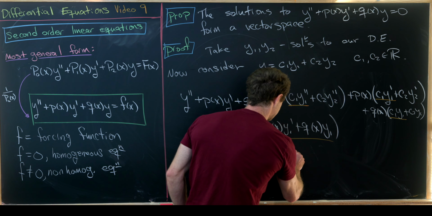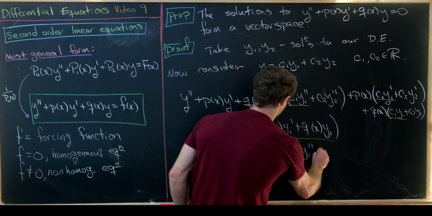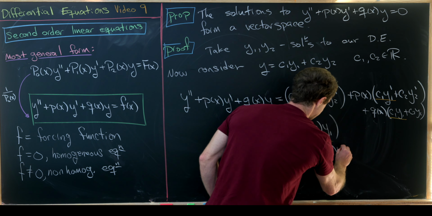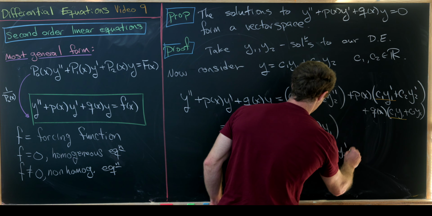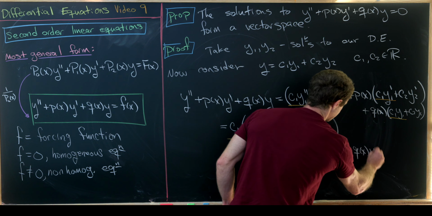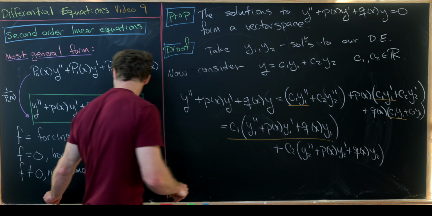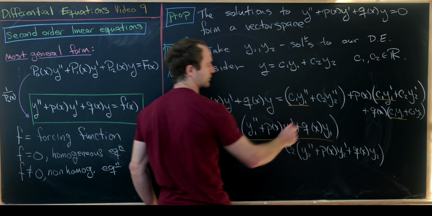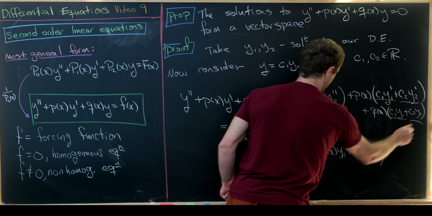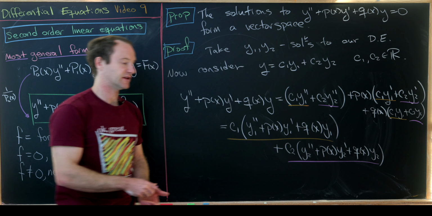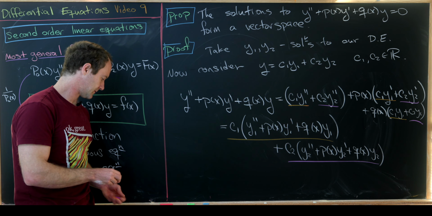So this is going to be c2, and then we'll have y2 double prime plus p of x times y2 prime plus q of x times y2. So let's color code that as well, maybe in purple. So these purple underlined terms turn into that thing that I've underlined in purple.